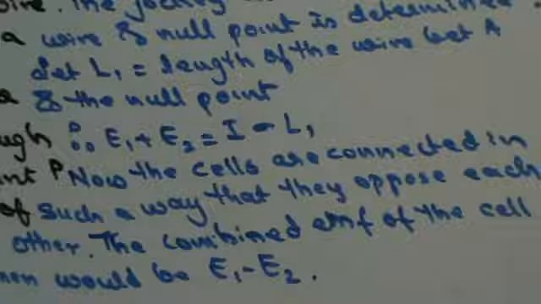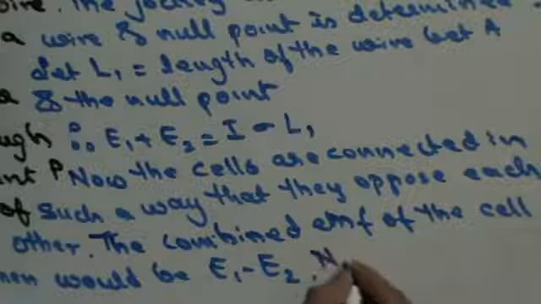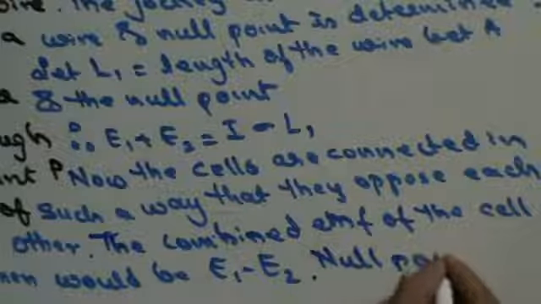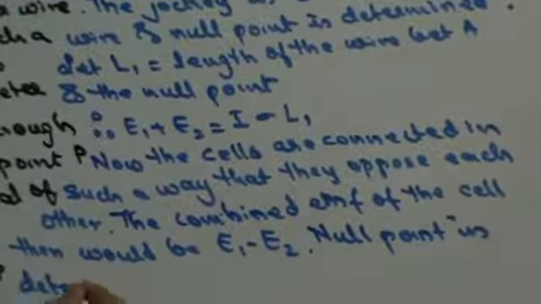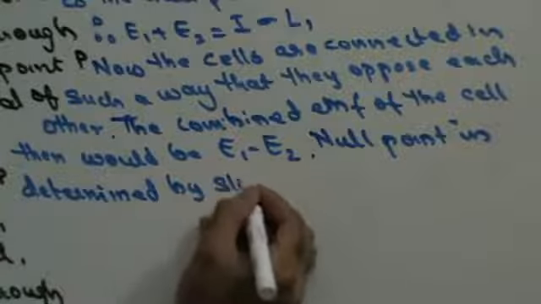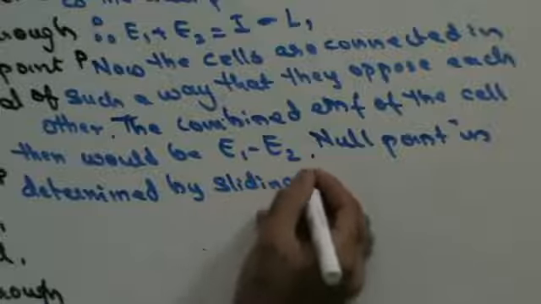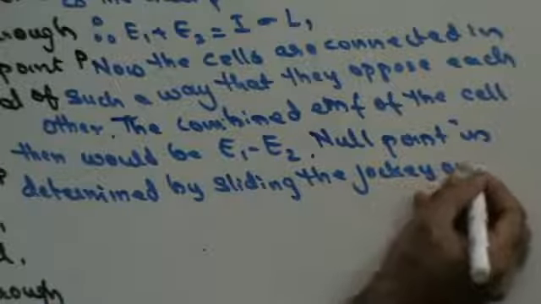The null point is determined by sliding the jockey on the wire. Once I slide the jockey on the wire, I'll come to know my null point.